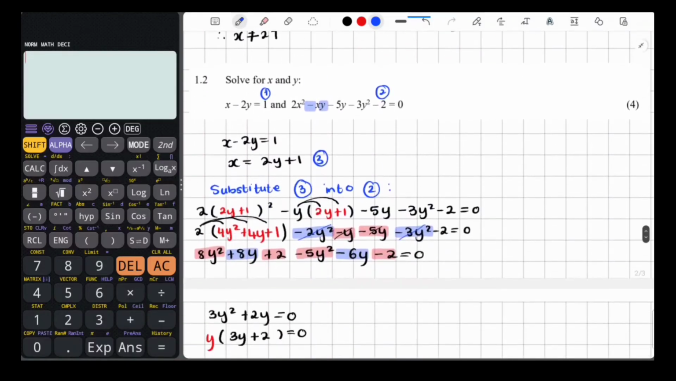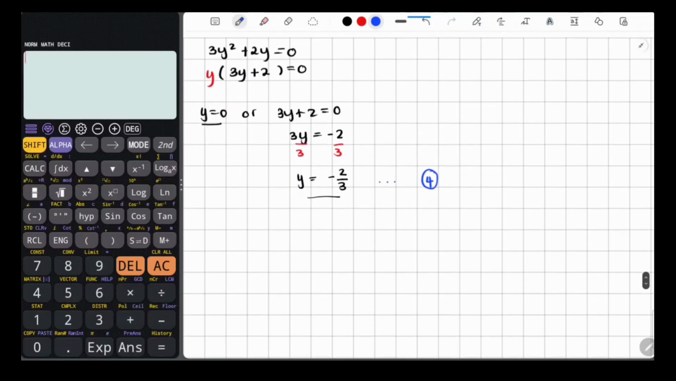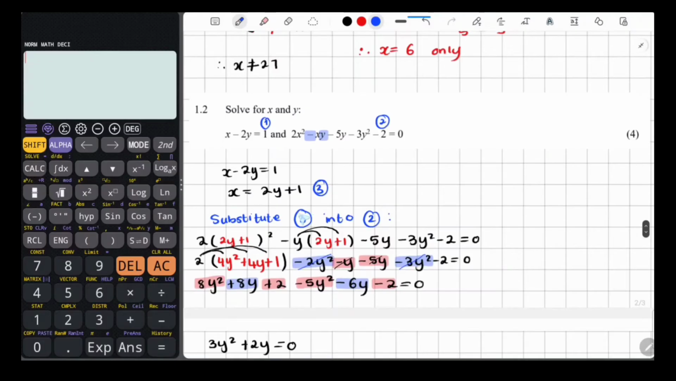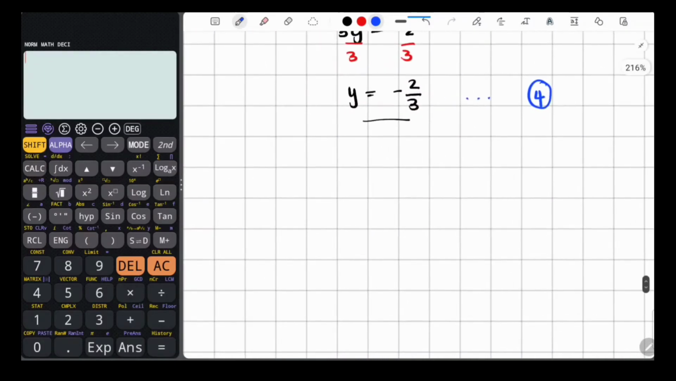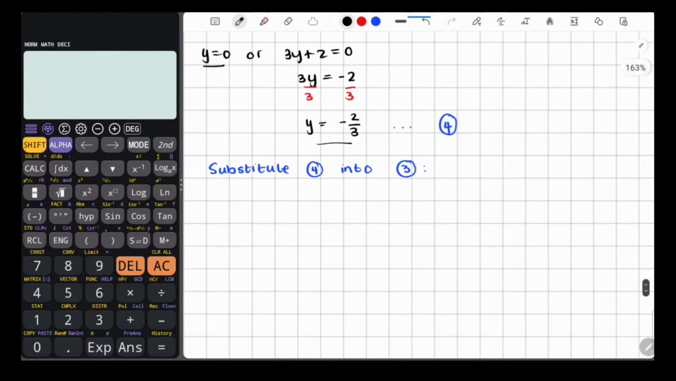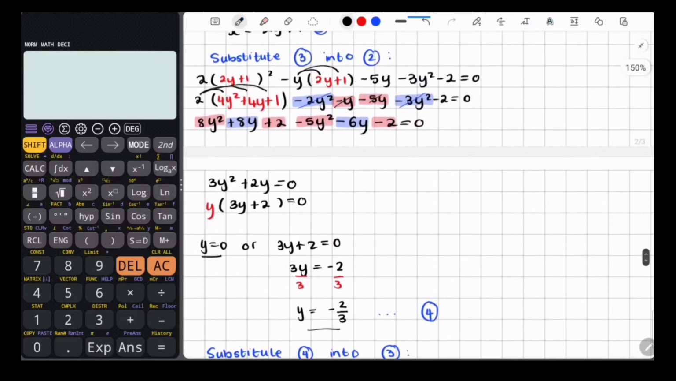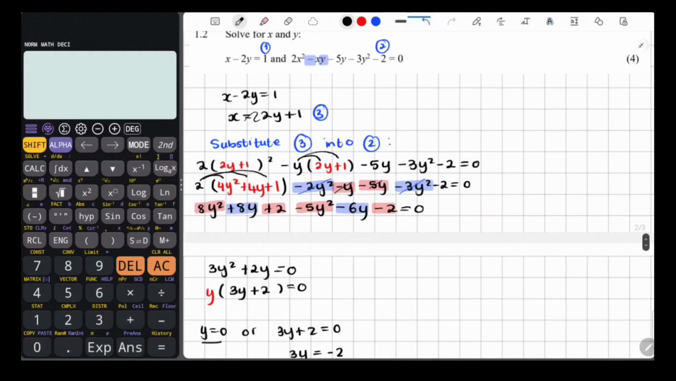So first we substituted 3 into 2. Now we're going to substitute 4 into 3. So you see the pattern is quite easy. 3 into 2, 4 into 3. So we're going to substitute equation 4 into 3. The equation 3 is this. x is equal to 2y plus 1.